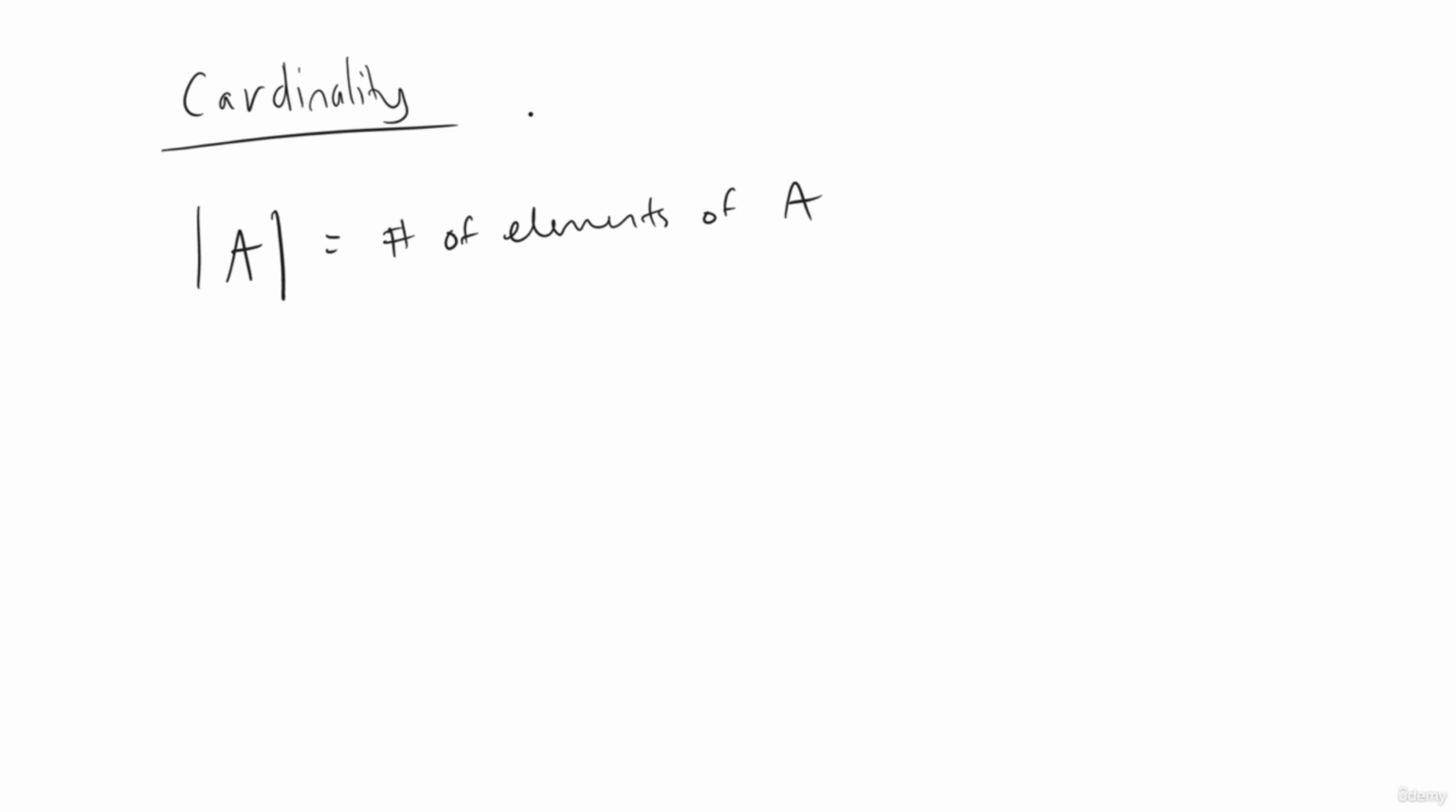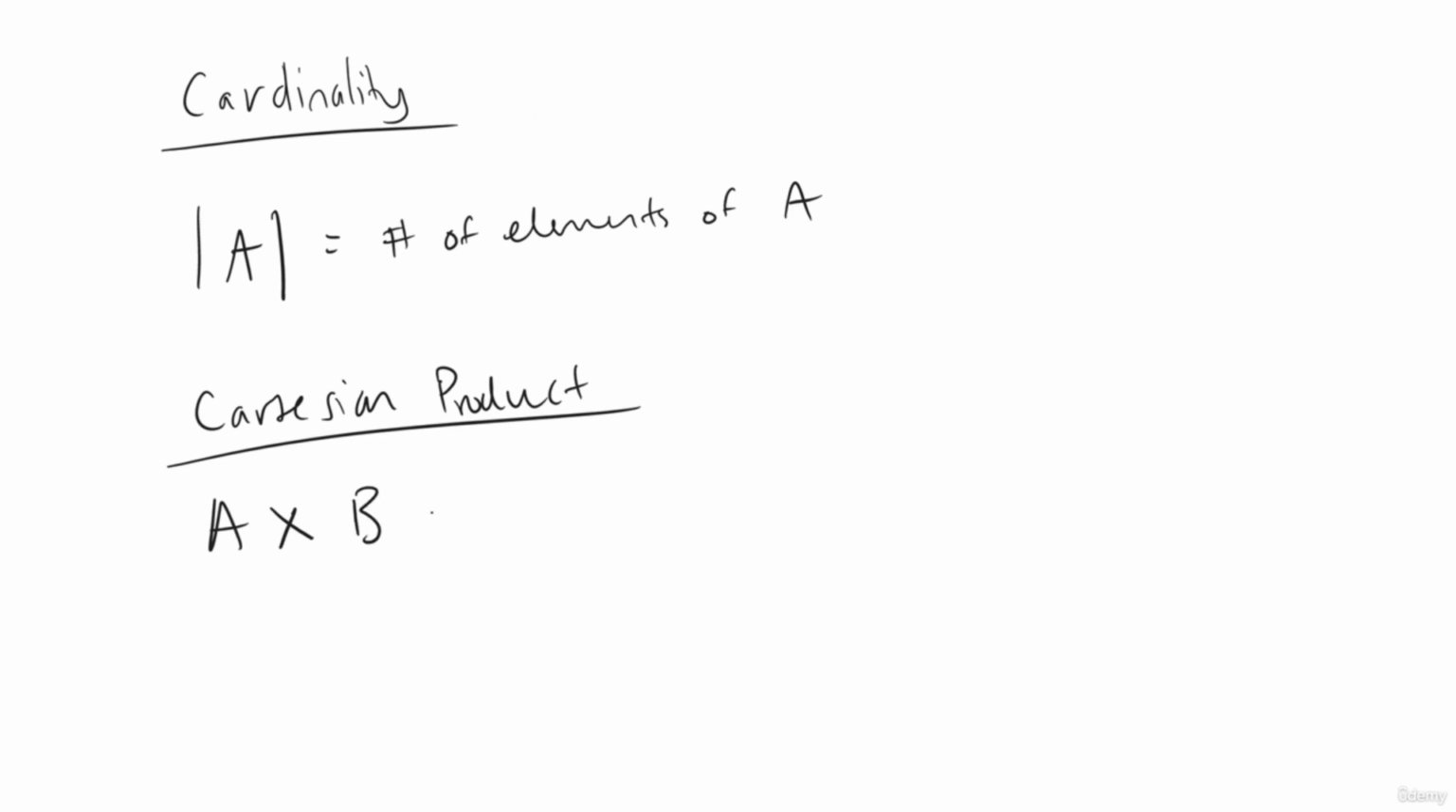Next I want to talk about the Cartesian product between two sets. So if we have a set A, I'm going to take the Cartesian product between A and B. This is going to be more formally defined as all two tuples of A and B in that order, such that little a is a member of A, and little b is a member of B.